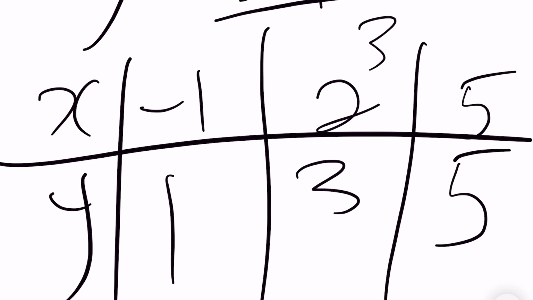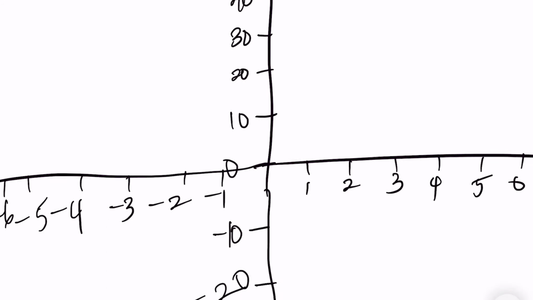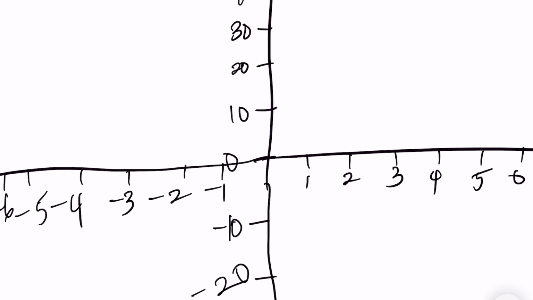Now, for the first one, where x is minus 1, 2, and 5, we have 1, 3, and 5. Where x is minus 1, we have it to be at 1. Where x is 2, we have it to be 3. And where x is 5, we have it to be 5.